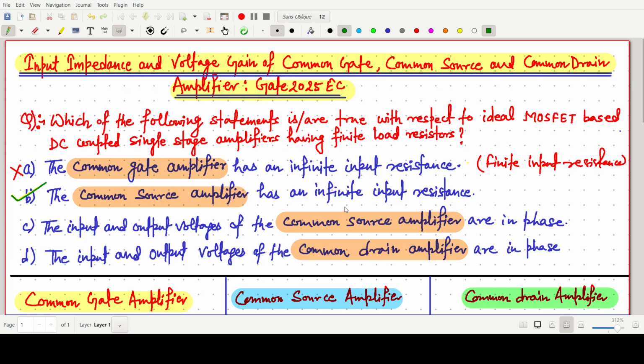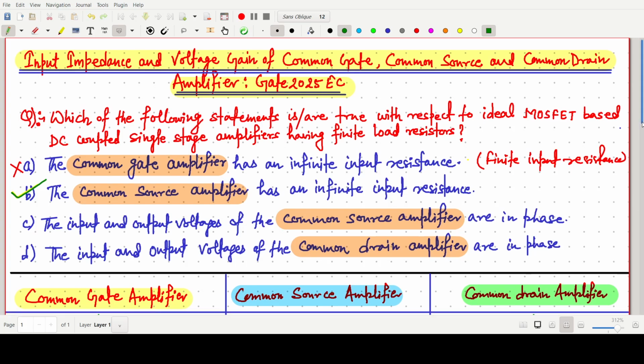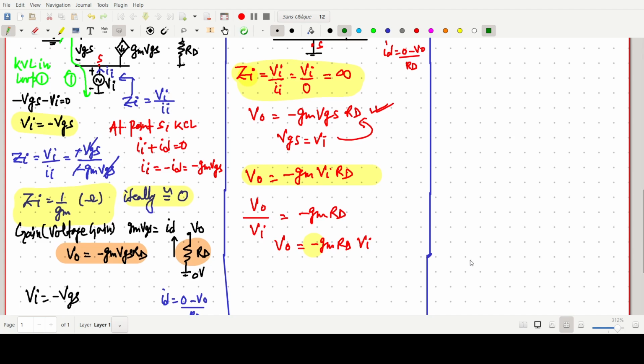It has infinite input resistance, as we have already defined. And the common source amplifier is in phase? No, it is not in phase, because V naught equals minus gm RD Vi, so V naught is out of phase with Vi. If I say this one is V naught, then the corresponding input will be out of phase like this.